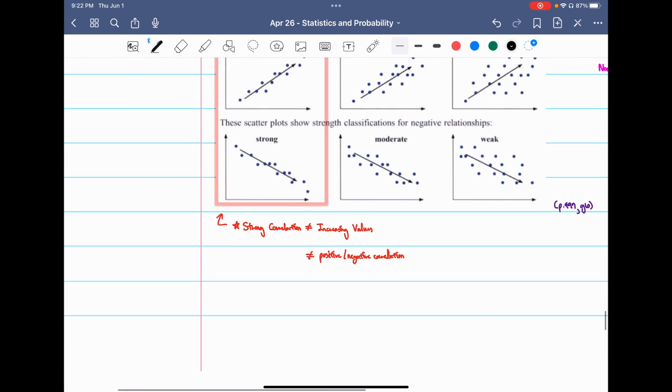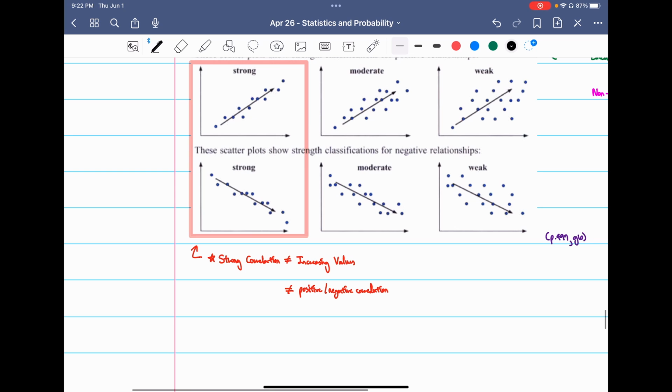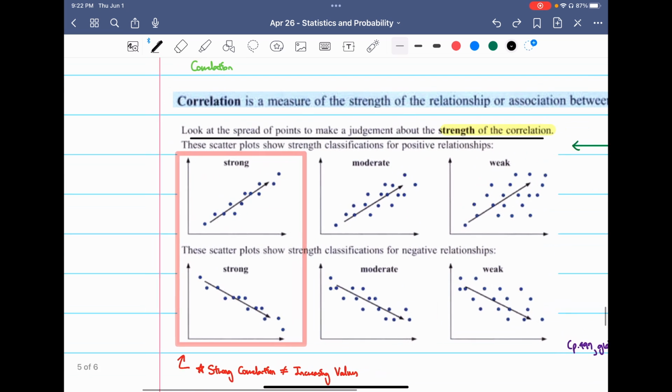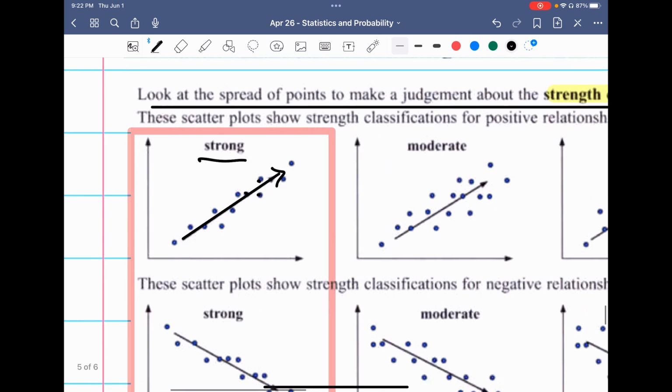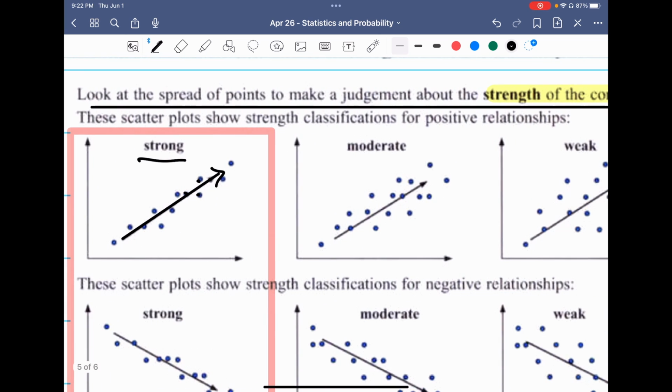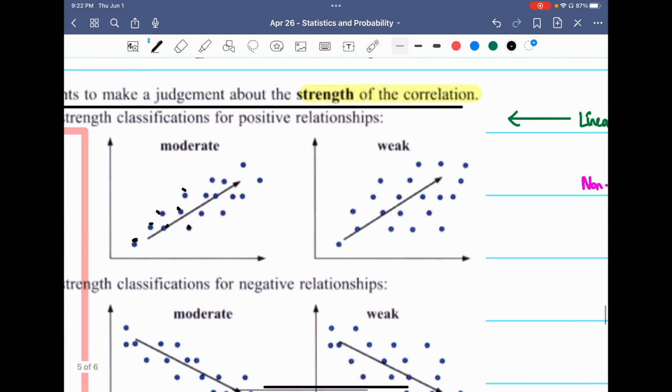As you can see, for these values we have strong correlations. As you can see, since a lot of the data points are very near to the linear correlation here, we say we have a strong correlation. And this one seems moderate because it's scattered out a little. And this is weak because there is no pattern.